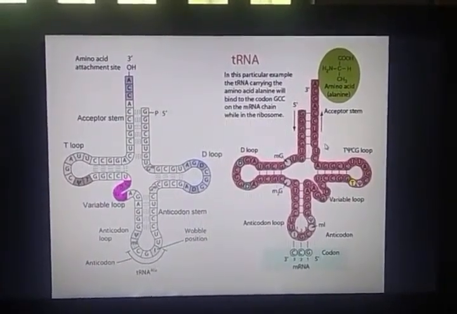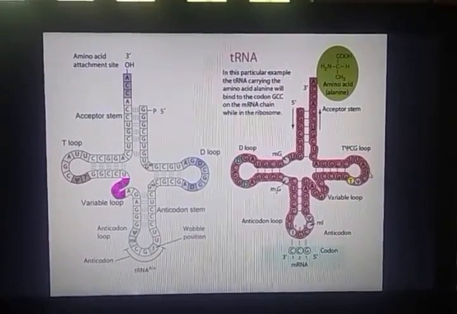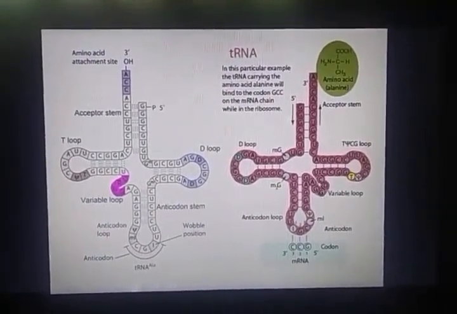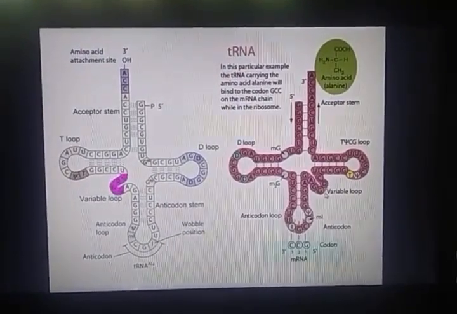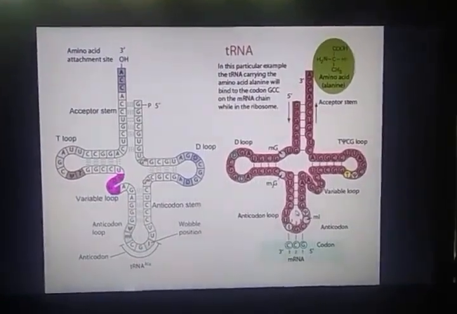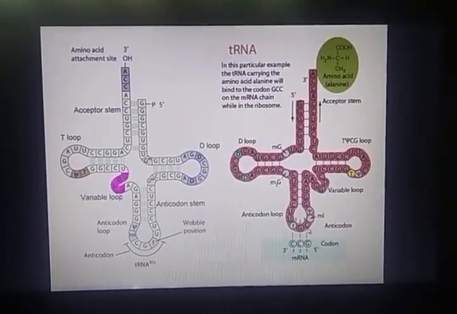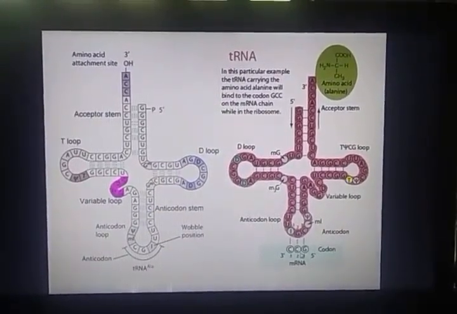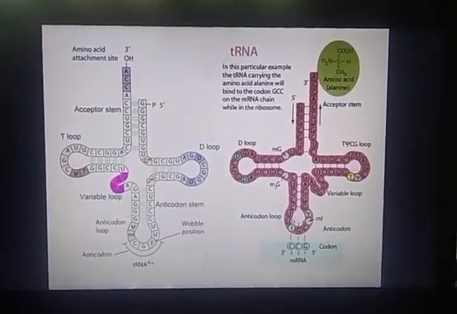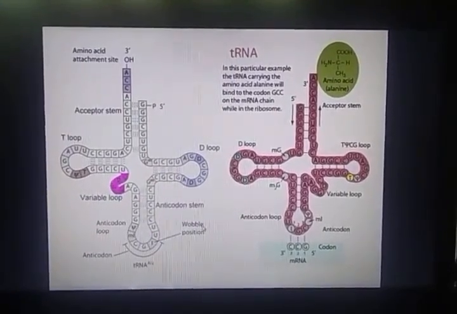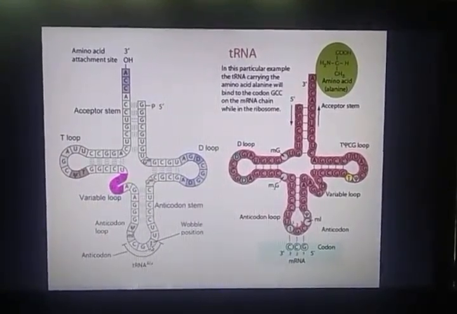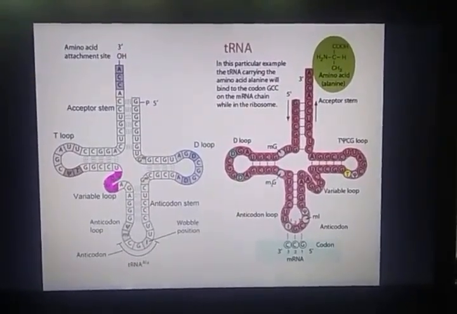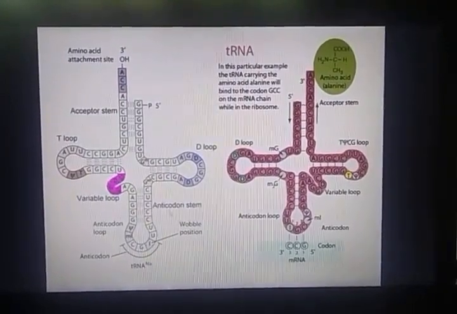The next is the TΨC loop. It has the unusual nucleoside pseudouridine. The next is a variable loop, which may or may not be present in a few tRNAs. The next is the anticodon loop, which has the anticodon which binds to the mRNA during protein synthesis. This anticodon loop is also responsible for the wobble position, which is the third base, which can be changed.